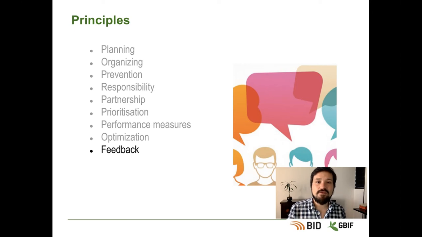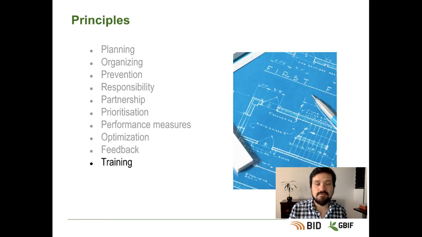Feedback. Users of the data will inevitably carry out error detection, and it is important that they feed back the results to the custodians. Training. Lack of training, especially at the data collection and data entry stages, is the cause of a large proportion of the errors in primary species data.